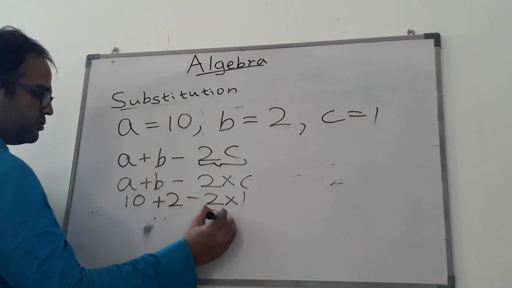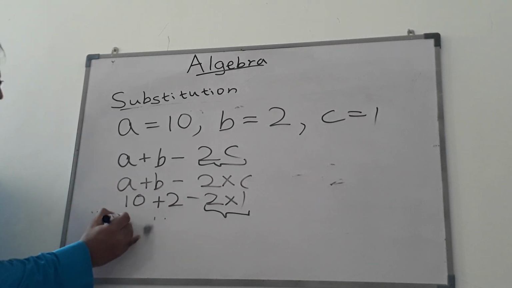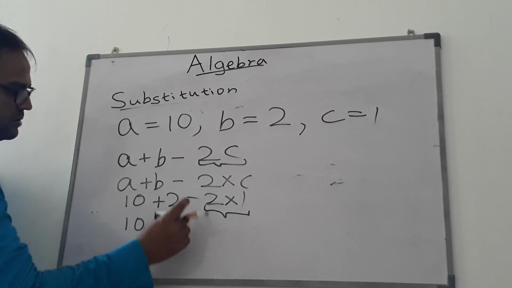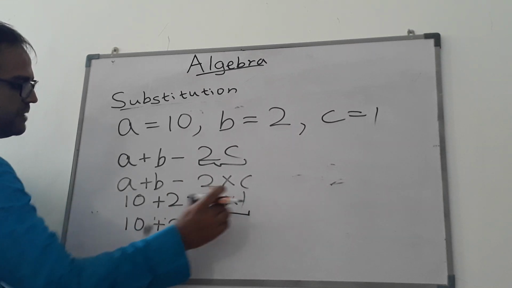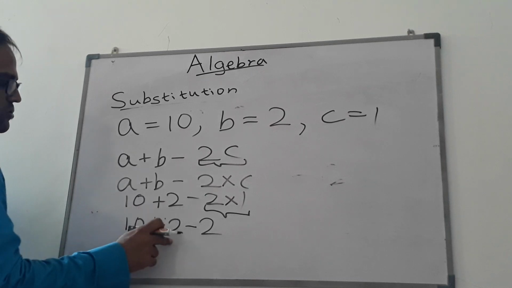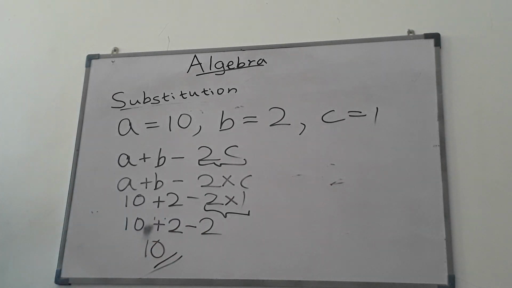First I am going to do the multiplication part. I keep 10 and 2 the way they are. 10 plus 2 minus 2 times 1, which means minus 2. So 10 plus 2 is 12. 12 minus 2 means 10. So answer is 10.